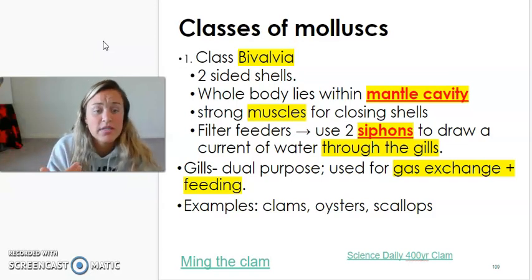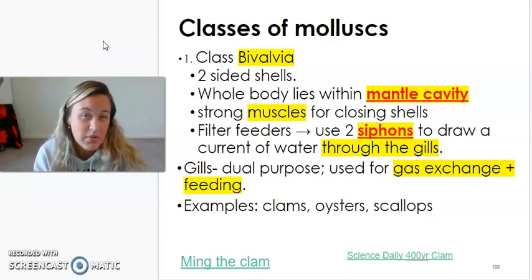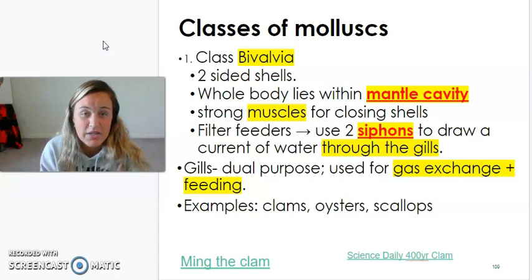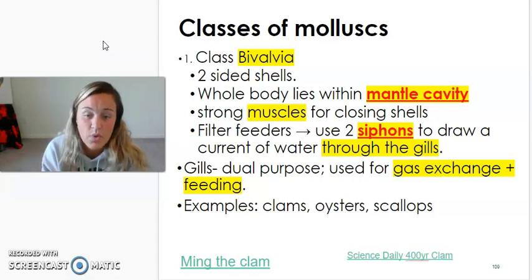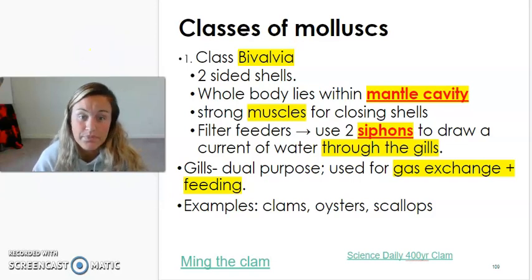All right, so that water comes in through the in-current siphon and gets filtered by the gills. All these little organic particles get stuck in there, very similar to the way that a sponge filter feeds as well. And then that excess water is moving out through the ex-current siphon.